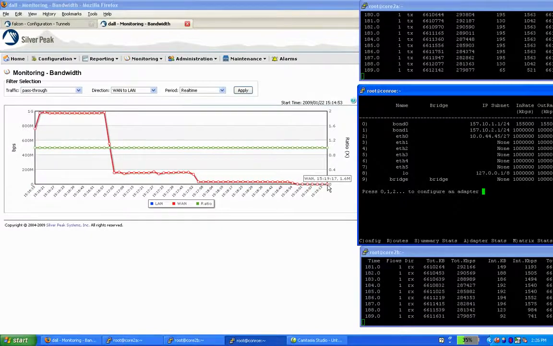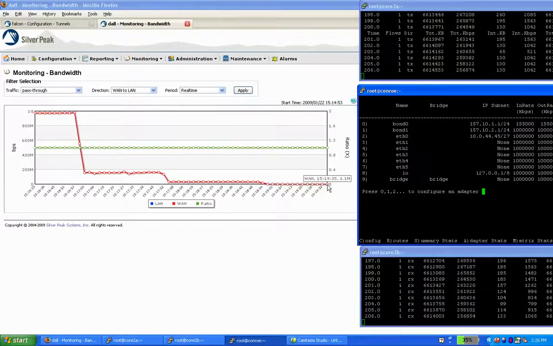So you can imagine this is somebody perhaps doing a backup. They bought an OC3 pipe, yet when they actually go and bring up that OC3 pipe and start using it, they can only achieve one or two megabits per second of throughput because of the loss and latency on that pipe. So this is an ideal candidate for someone to use a device like Silver Peak.